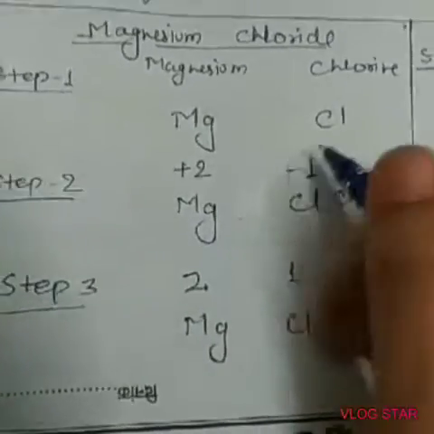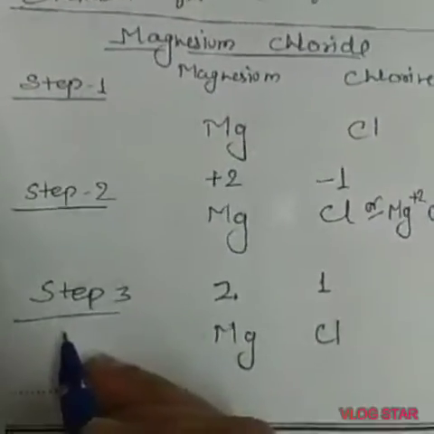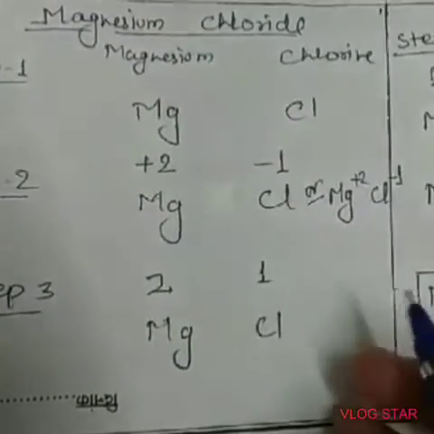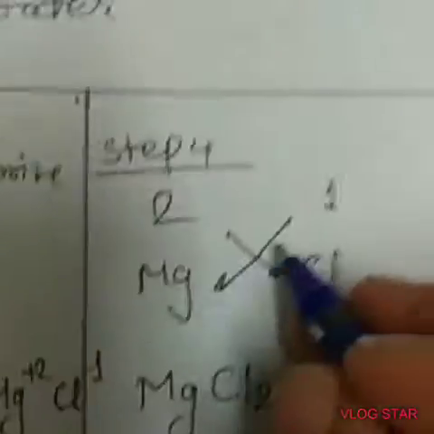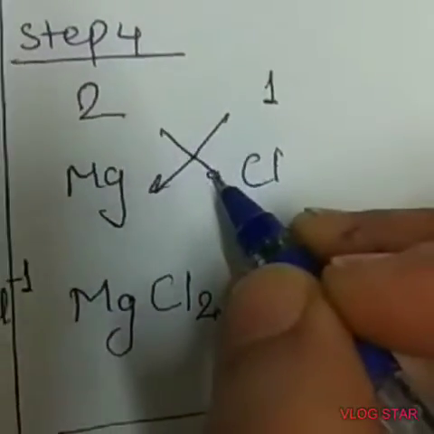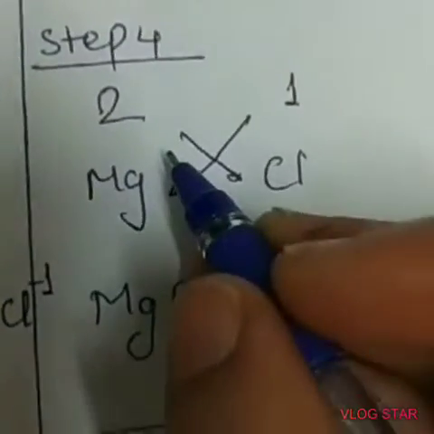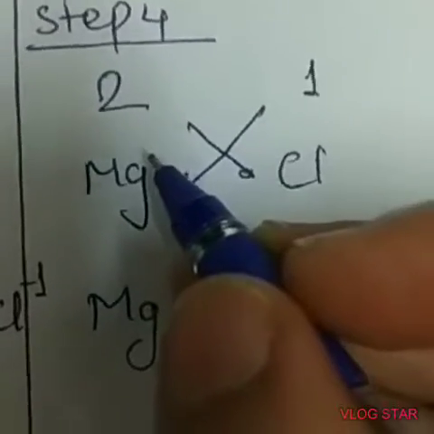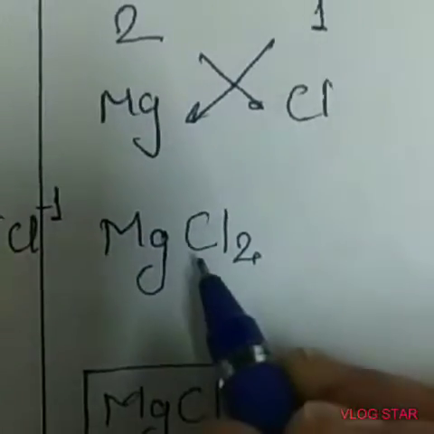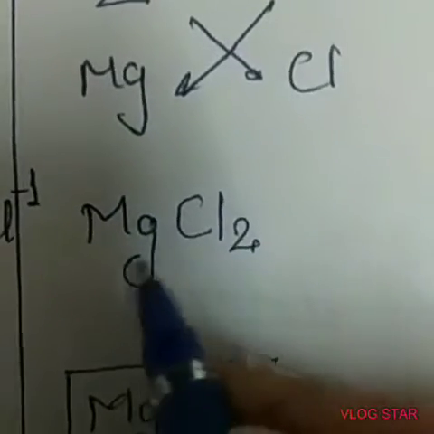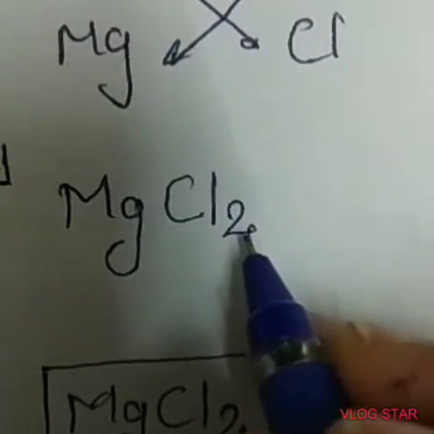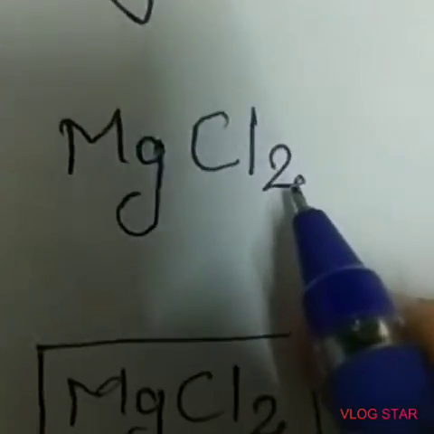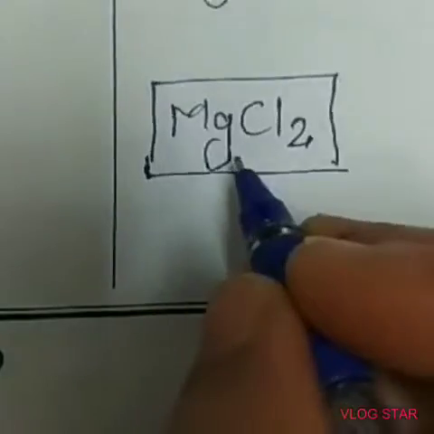After writing the symbols, in step 3 we have to ignore the charges. Got it? Now ignore the charges and interchange the valencies. Step 4, interchange the valencies across. Now here you can see the superscript; make it the subscript. After interchanging, what will we get? MgCl2, but the 2 will be written at the bottom of the element, meaning this superscript will be written as a subscript.